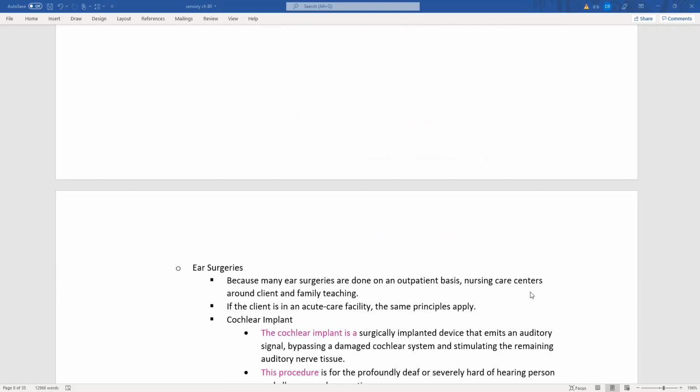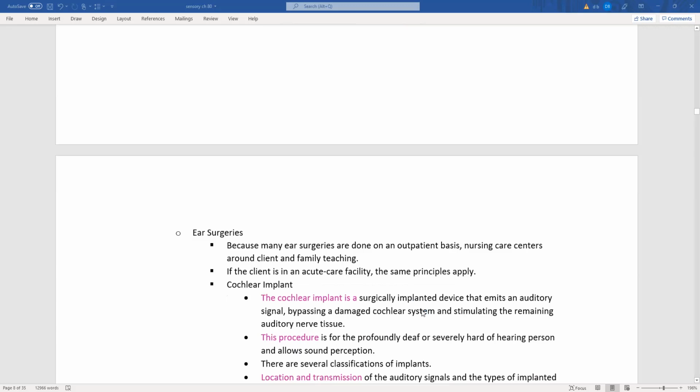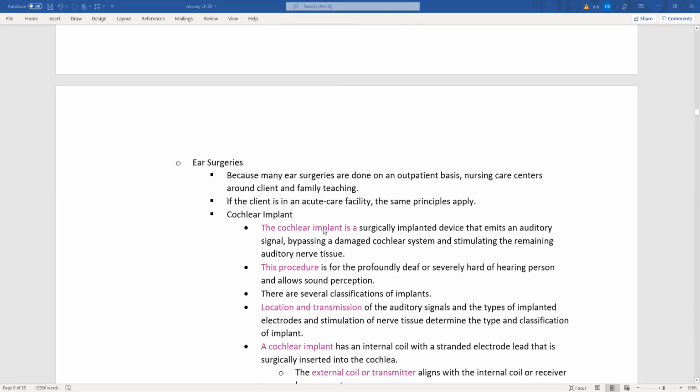With ear surgeries, because many ear surgeries are done on an outpatient basis, nursing care centers around client and family teaching. If that client is in an acute facility, the same principles apply, okay? It doesn't matter. Cochlear implants, that's what the doctor said when I went to get my ears checked. They said, baby, you can't hear and you can't even get these. But a cochlear implant is a surgically implanted device that emits an auditory signal, bypassing a damaged cochlear system and stimulating the remaining auditory nerve tissue. So it basically helps you hear.